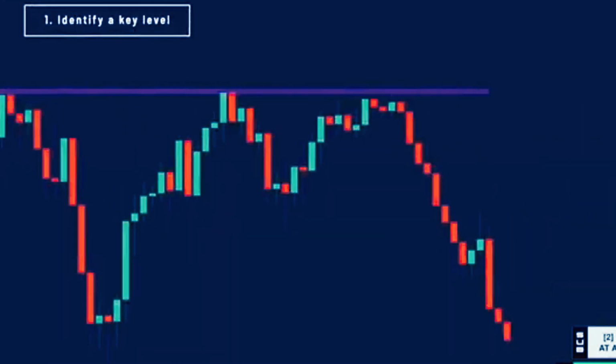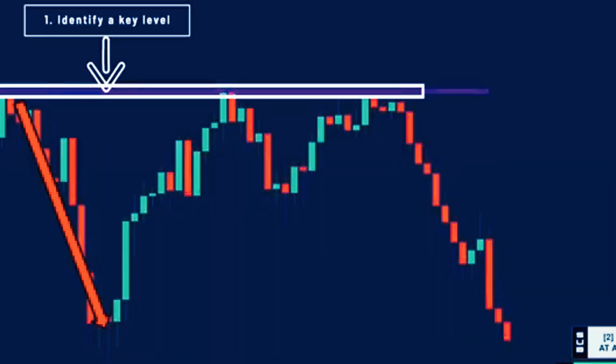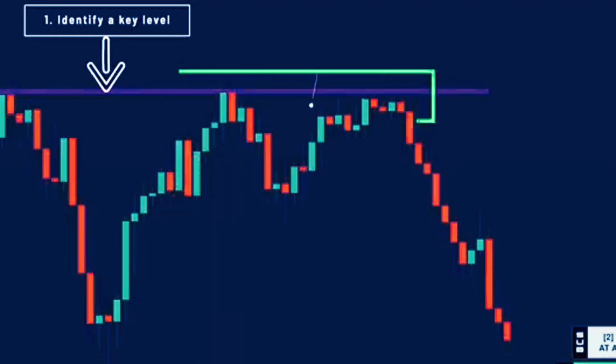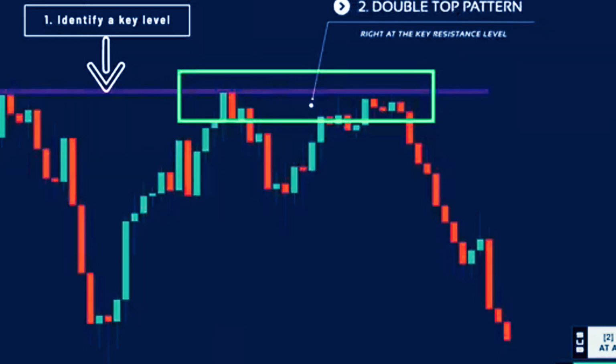Again, you first need to identify a key level, which you have through this reversal point here, giving you your resistance level. As price comes back up, it creates a double top pattern right at the resistance level.